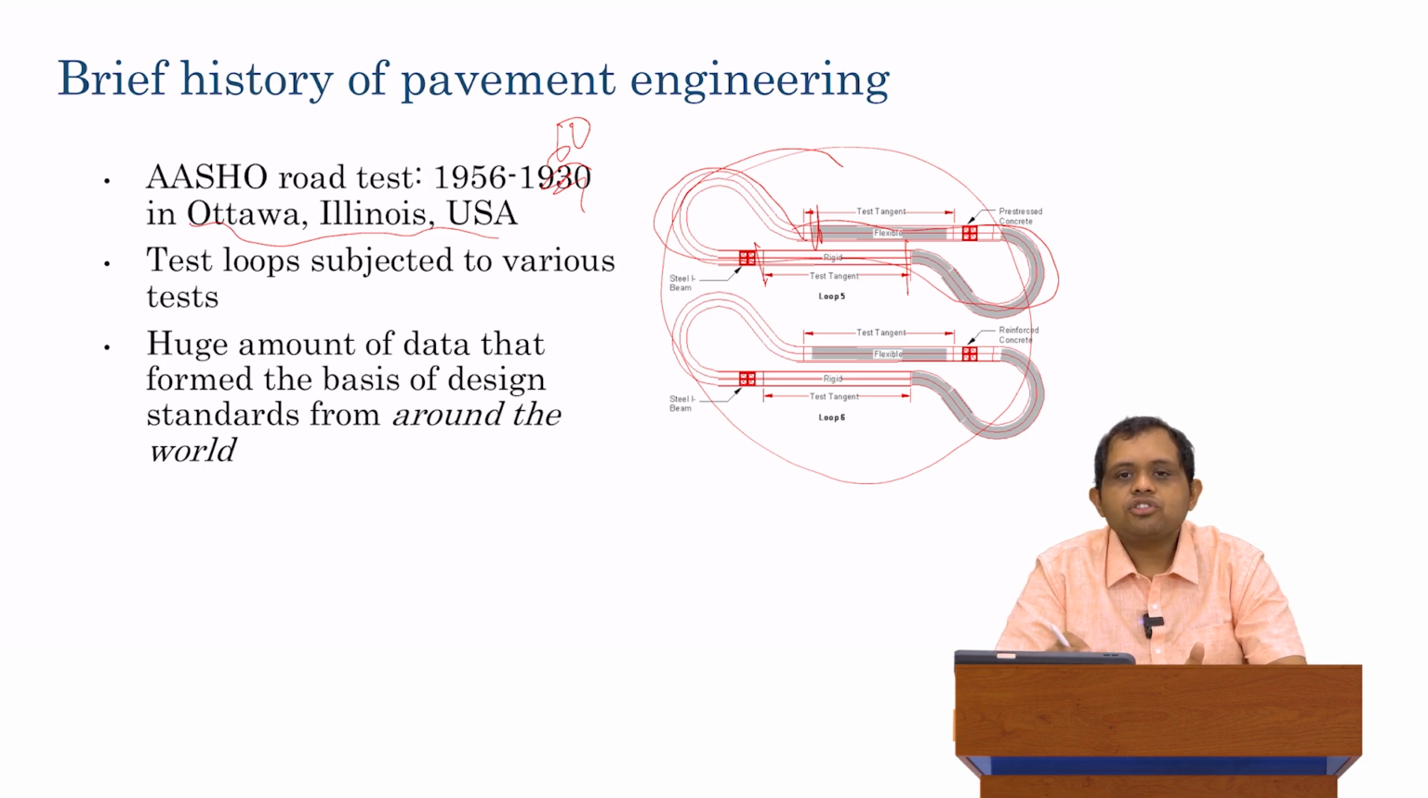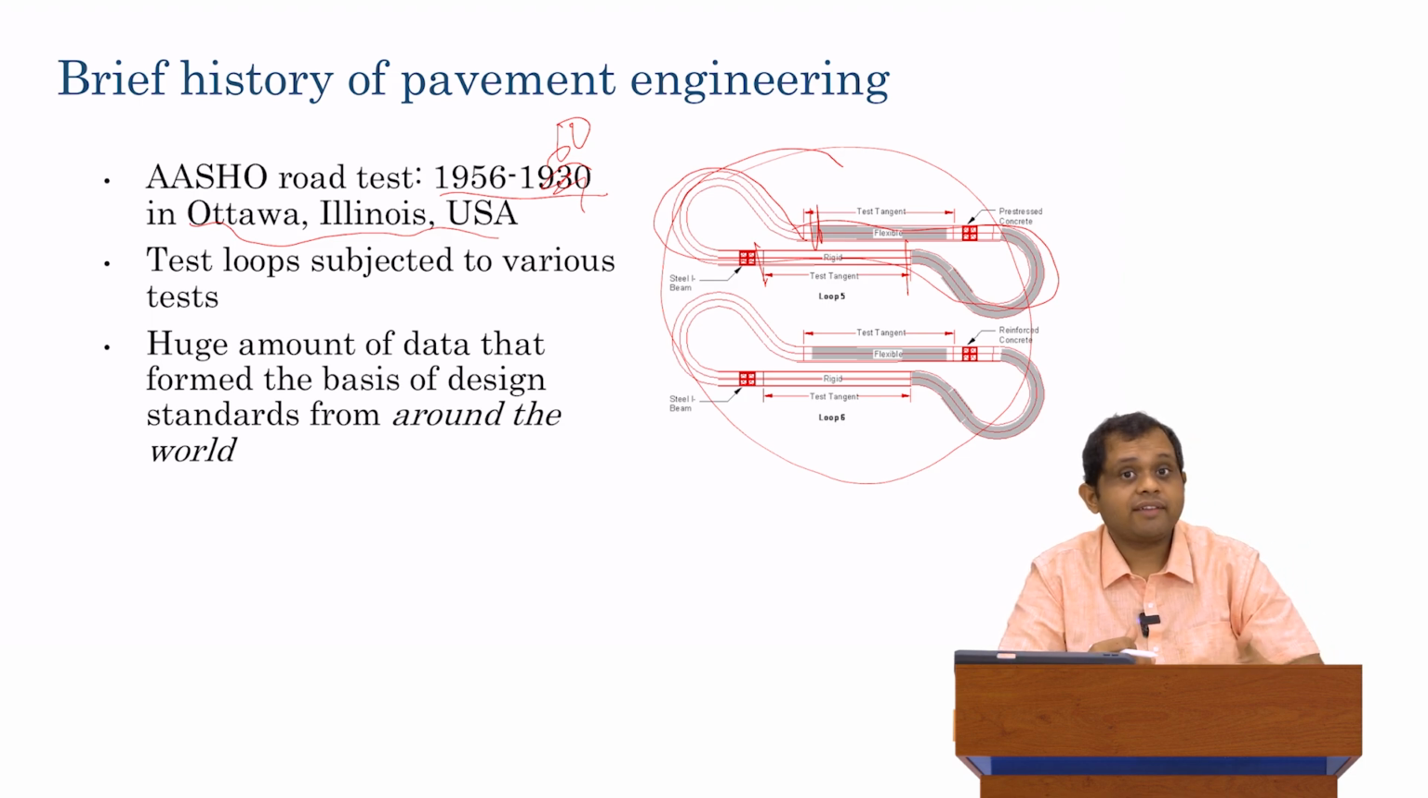So maybe on one section you have a JPCP which is maybe 200 mm thick. Next section you'll have JPCP which is 400 mm thick. Similarly, in some cases you'll have JPCP which is maybe M40 concrete, another one where you might have M45, M50 and so on. So a large number of test sections, by varying different properties, were constructed along these two test loops. And for all of these years, 1956 to 1960, that's 4 years, almost continuously, day and night, traffic was going around.